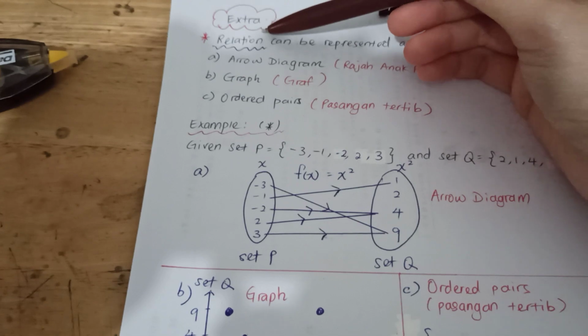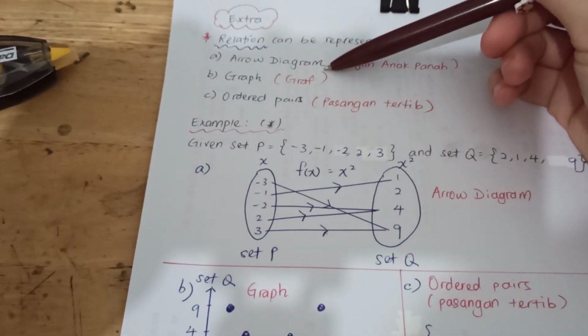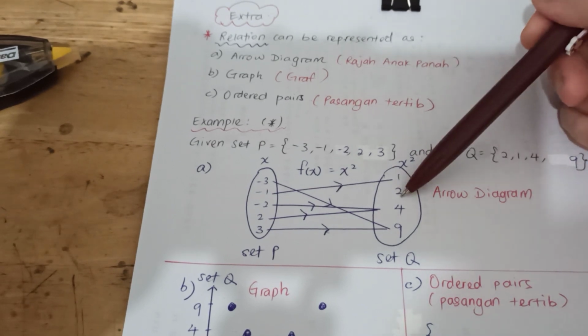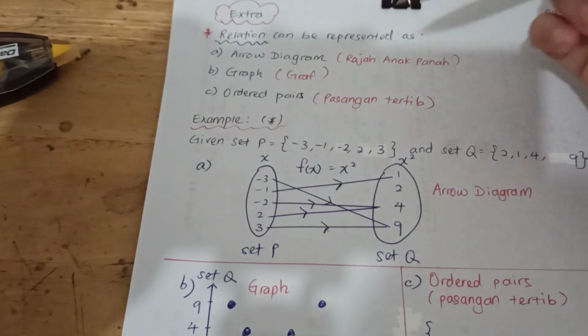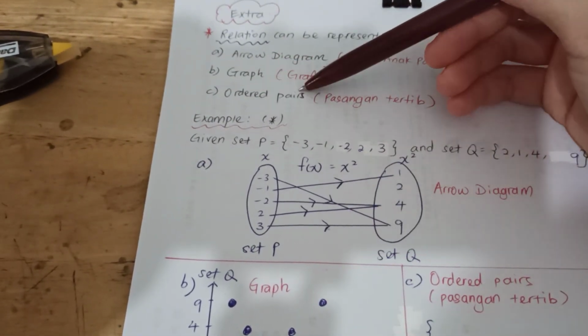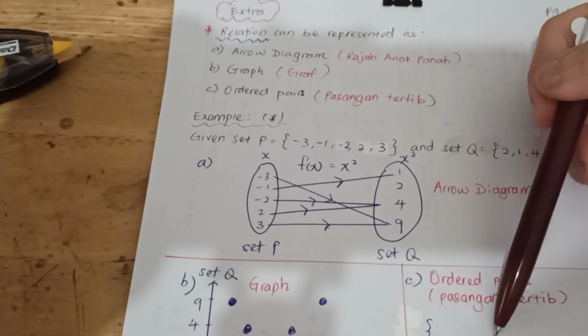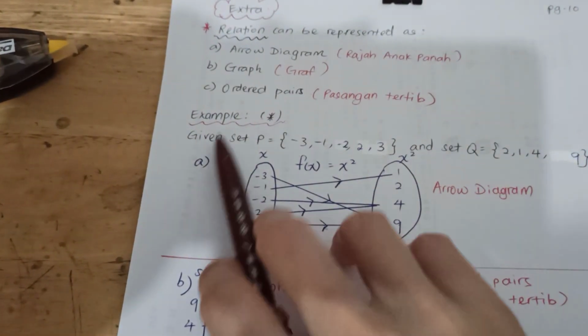Okay, so our relation can be represented in 3 methods. The first one, arrow diagram. So this is the arrow diagram. You will see two sets like this, and then the arrows connecting them. And then the graph, teacher will show you later. And then the ordered pair, pasangan tertib. So later teacher will teach you how to write in ordered pair. Okay, for example, this example.